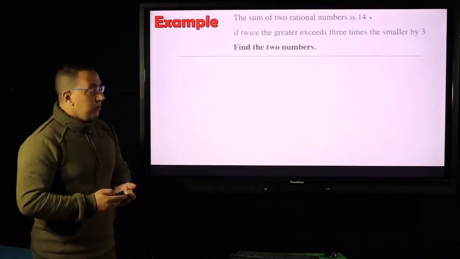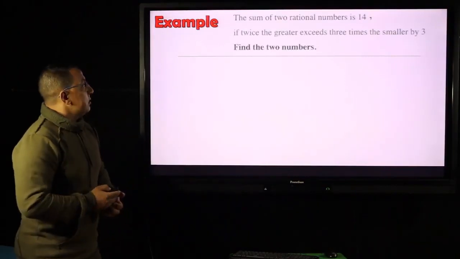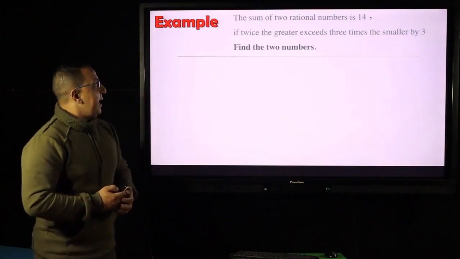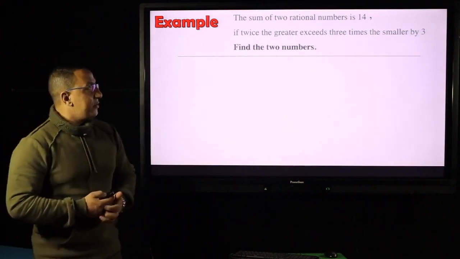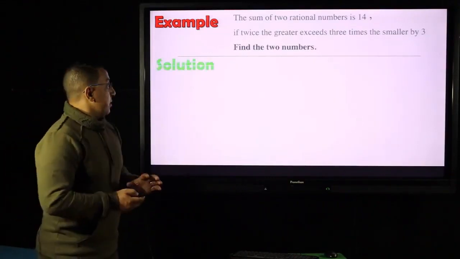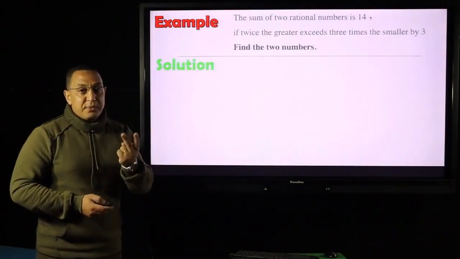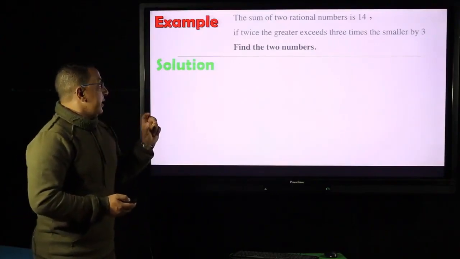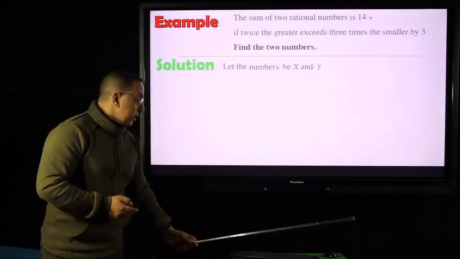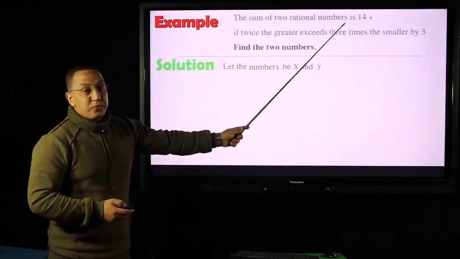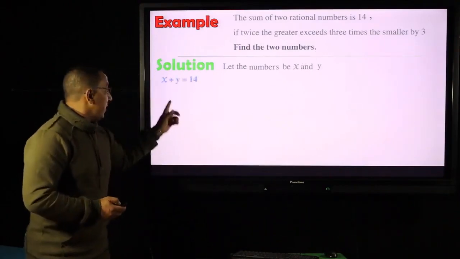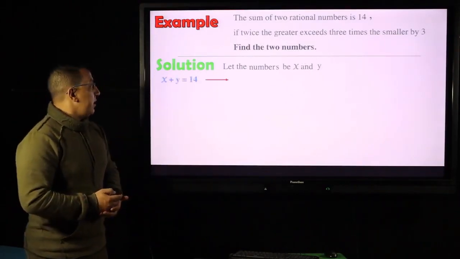Now I have a word problem. The sum of two numbers is 14, and twice the greater exceeds 3 times the smaller by 3. First I'm going to call the two numbers x and y. So let the two numbers be x and y. The first equation: the sum of the two numbers is 14, so x plus y equals 14. This is the first equation, x plus y equals 14.